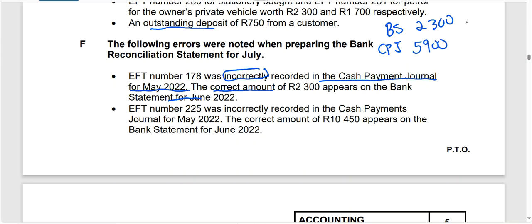Now if you look at this, they are saying that my bank statement is correct here. They're saying that the correct amount of 2,100 appears on the bank statement for June, so which means this one is wrong. So when I do the correction, as long as the mistakes were done by the business, I'm going to correct in the books of the business. So here we need to check, did we undercast or overcast? If you look, we are supposed to record 2,300, we recorded 5.9, so it means we made our payments to be more. So we need to reduce, and when we reduce, in the opposite journal.